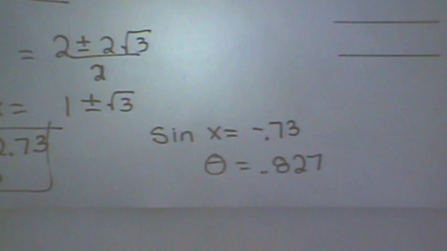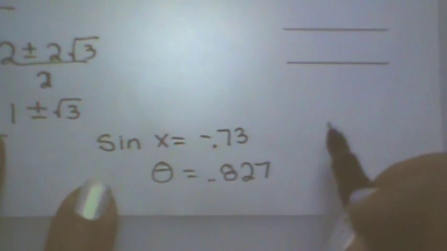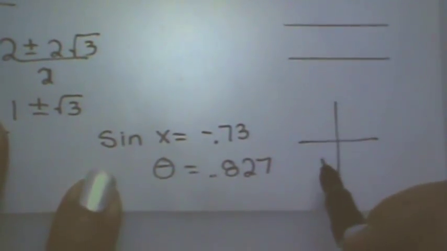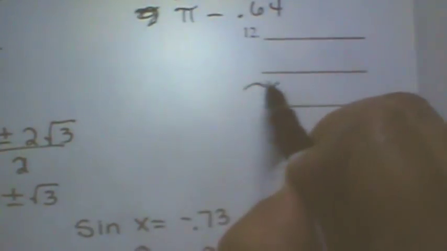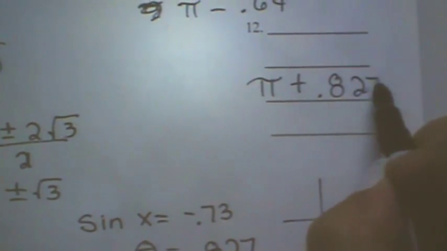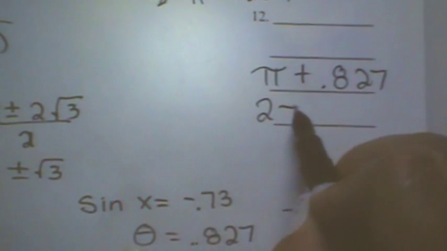Oh, no, not those ones. The other ones that aren't those ones. What 2 quadrants are you in? The 3 and 4. Pi plus 0.827, and what other one? 2 pi minus 0.827.